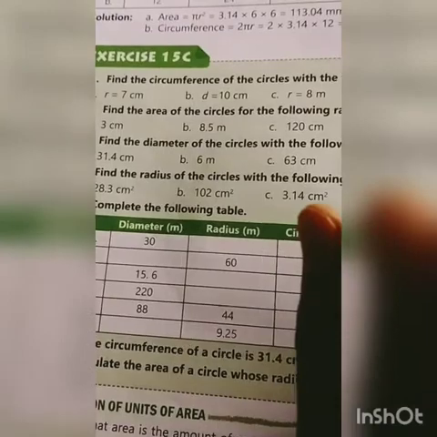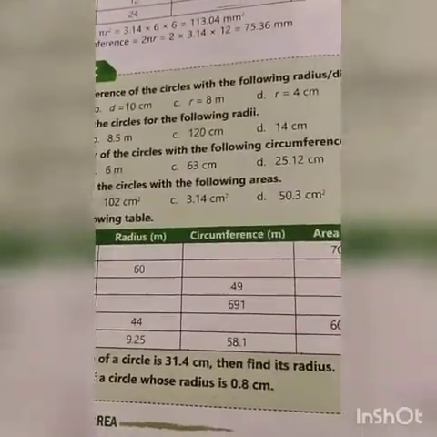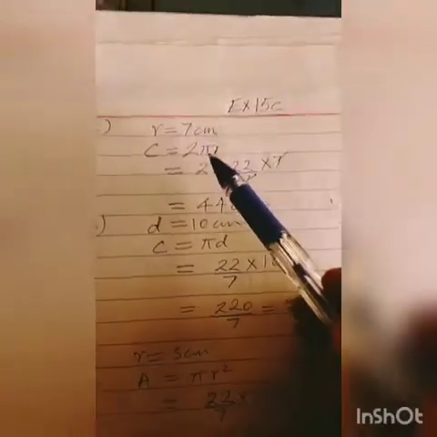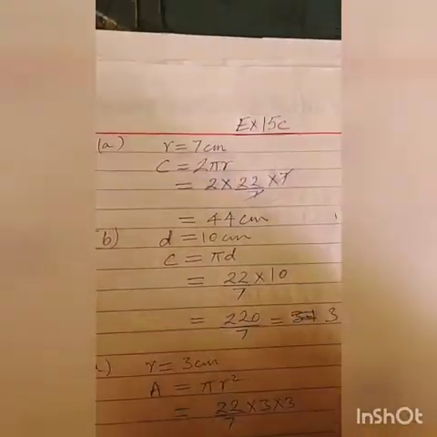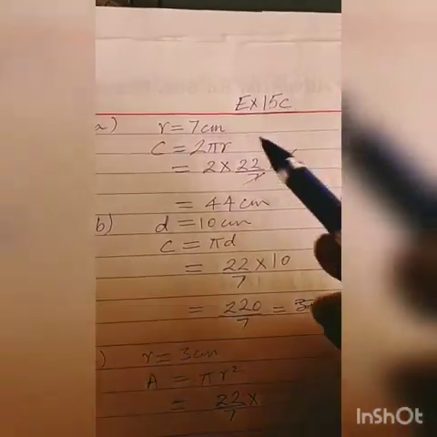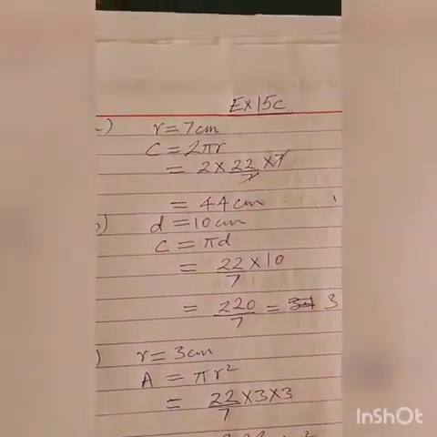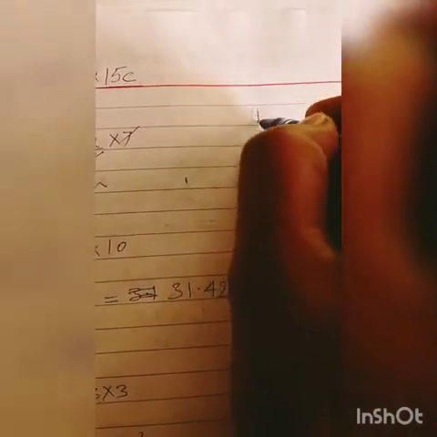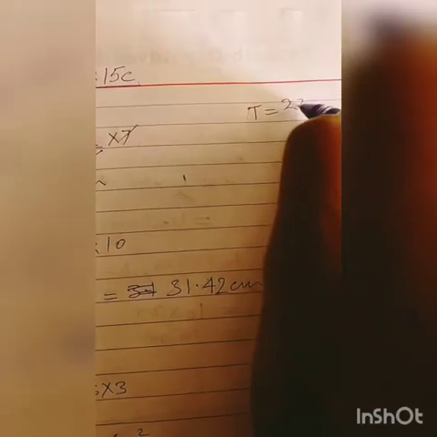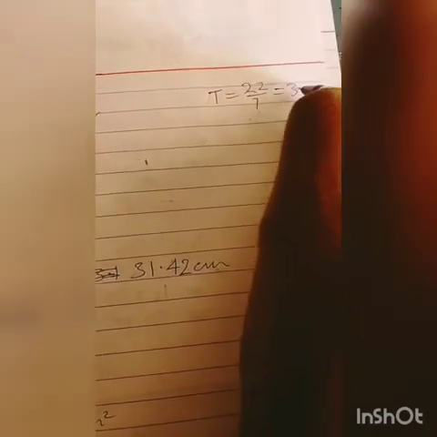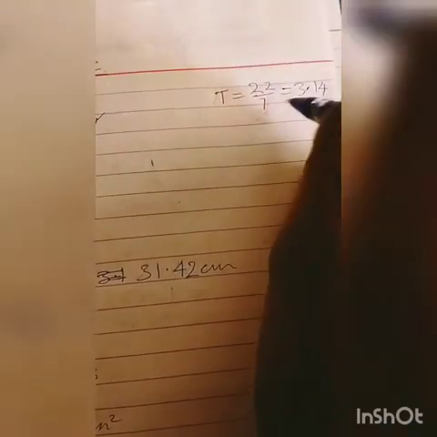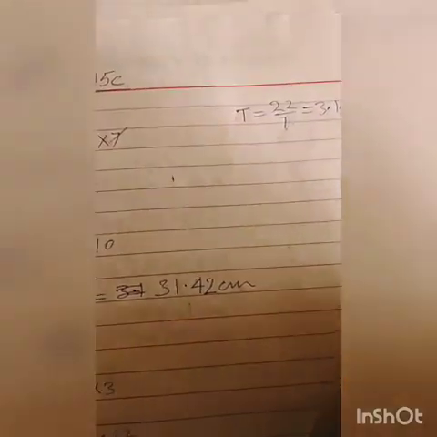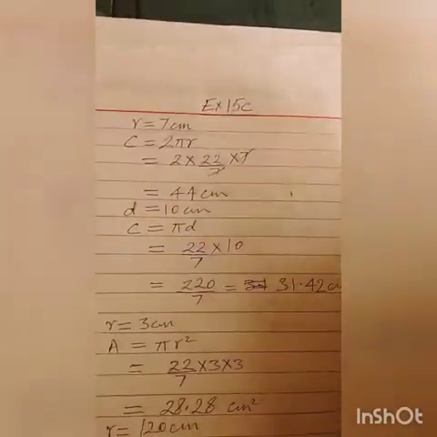So the formula of circumference, if radius is given, is 2 pi r. Okay, this is the formula, and you know the value of pi. The value of pi is 22 upon 7, or you can write 3.14. You can use any of these values in place of pi.